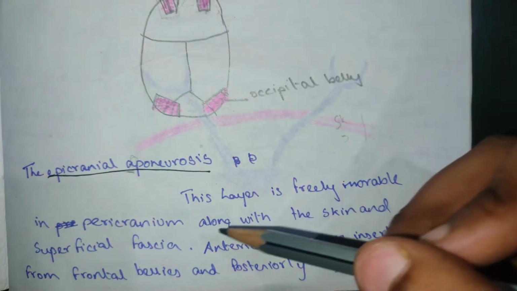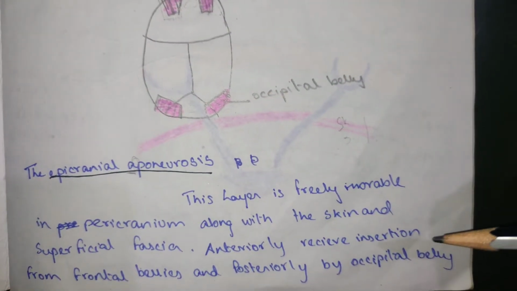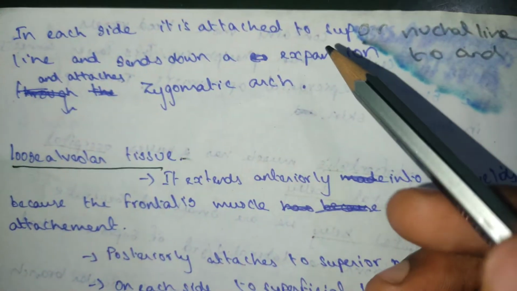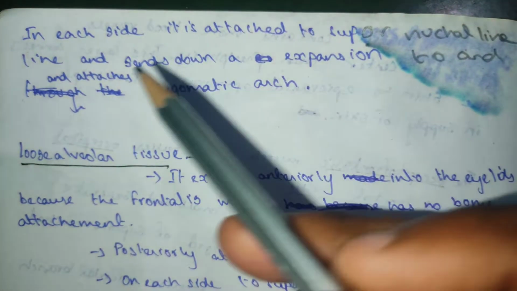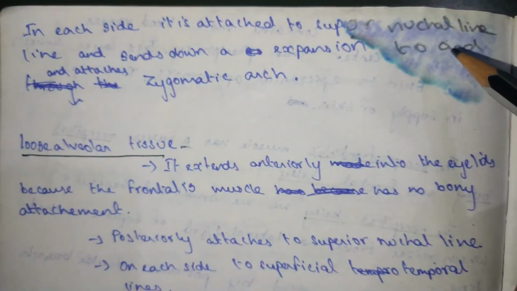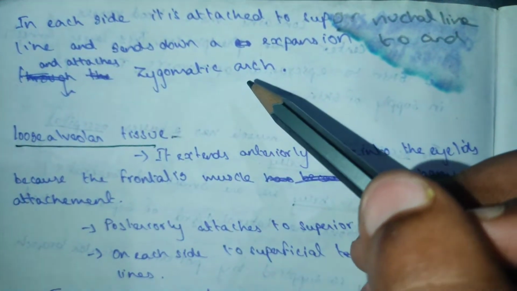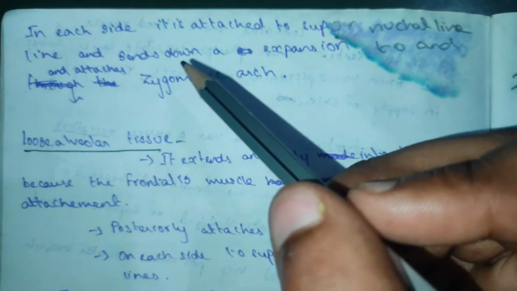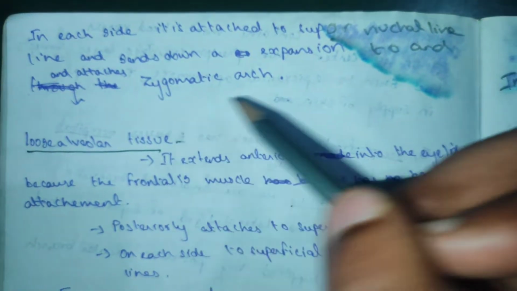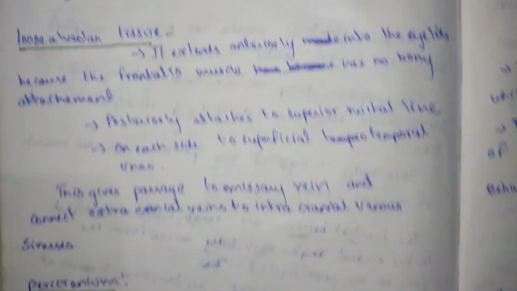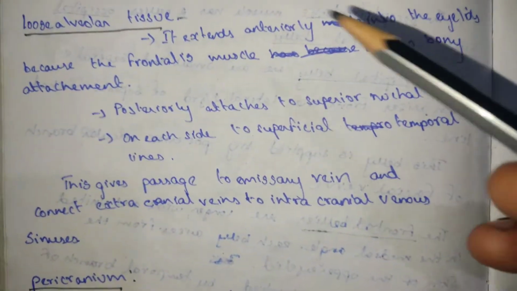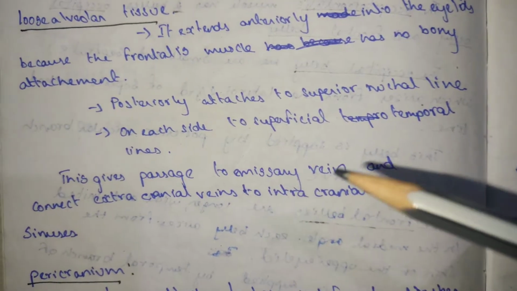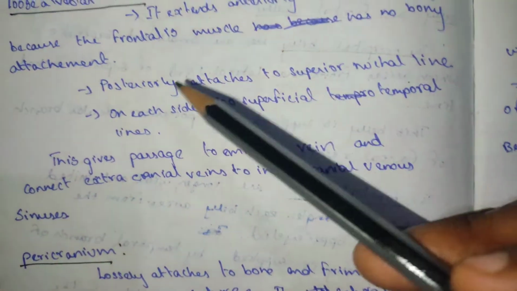Anteriorly it receives the insertion of the frontal belly, and posteriorly the occipital belly. On each side, it is attached to the superior nuchal line and sends down an expansion to the zygomatic arch. Now the fourth layer is known as loose areolar tissue, which is the fourth layer in SCALP. The L stands for loose areolar tissue.